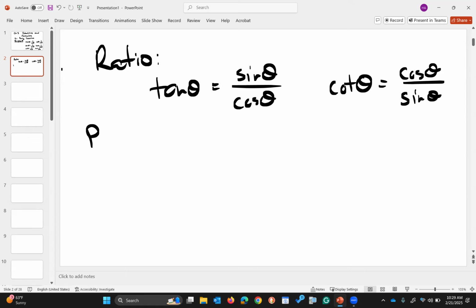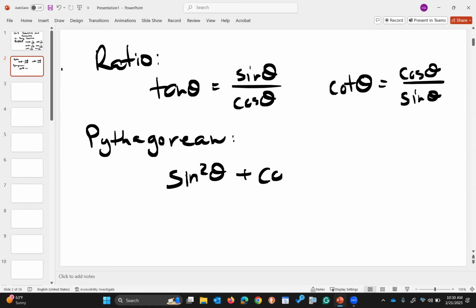And then the last type: the Pythagorean identities. Do you guys remember those? I think we only did one. Yes, I think it was sine squared plus cosine squared equals 1. Okay, we're going to start with this one right here first.